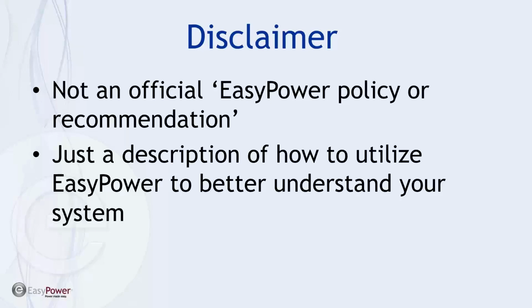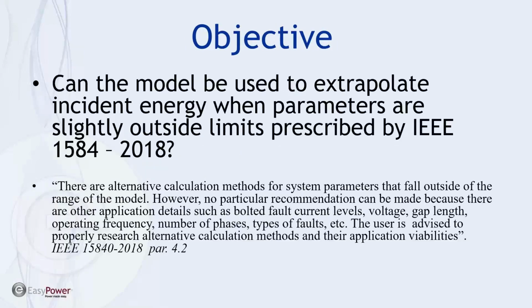And to that point, one of the paragraphs in the 1584 model, under paragraph 4.2, says there are alternative calculation methods for system parameters that fall outside the range of the model. However, no particular recommendation can be made because there are other application details such as bolted fault currents, voltage, gap length, operating frequency, number of phases, types of fault, etc., that the user is advised to properly research alternatives.